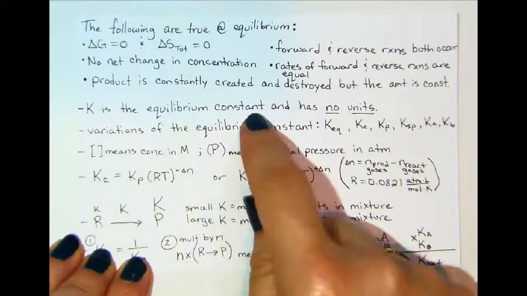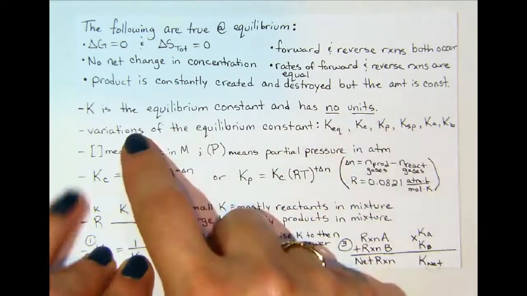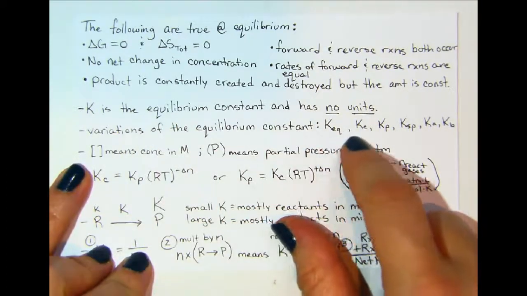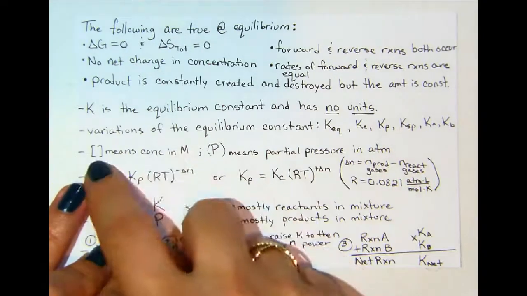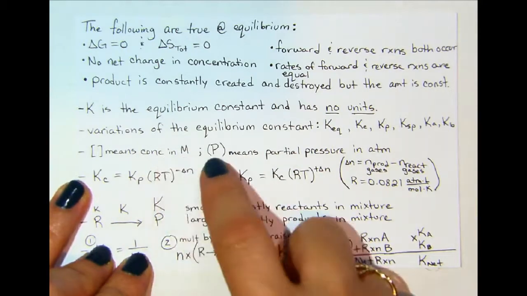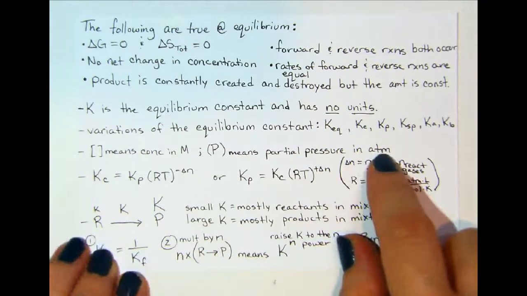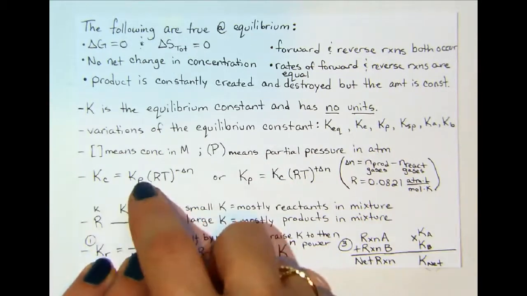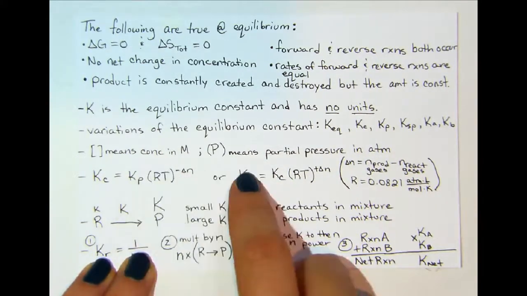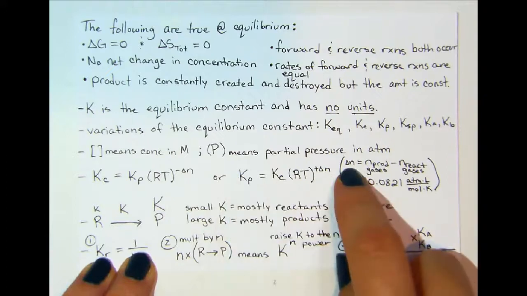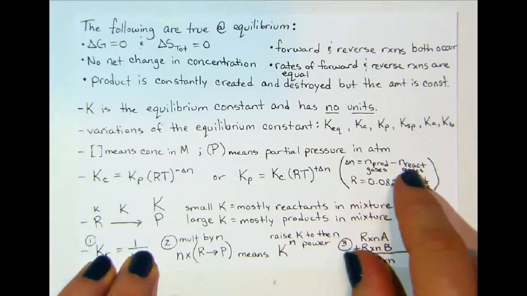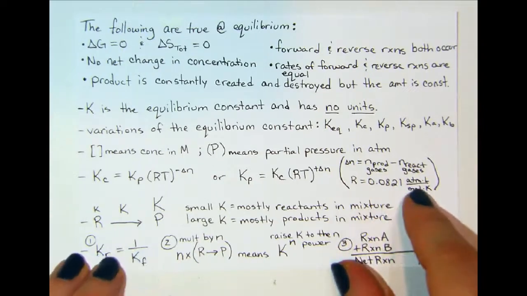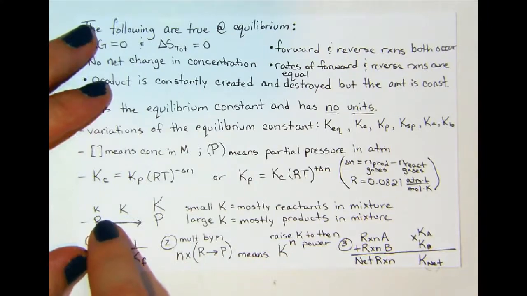K is the equilibrium constant, and it has no units. Variations of this constant are KEQ, KC, KP, KSP, KA, and KB. Brackets mean concentration in molarity, and capital P means partial pressure in atmospheres. We can convert between KC and KP using these two variations of this equation, where delta N is the moles of gaseous products minus moles of gaseous reactants. R is 0.0821.